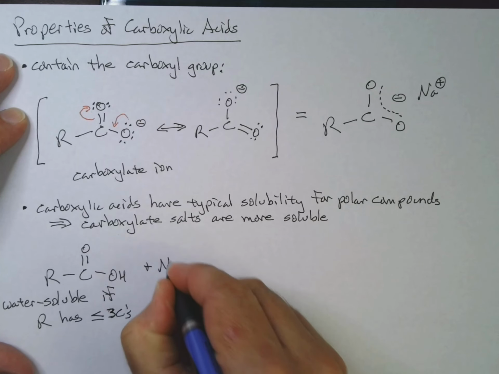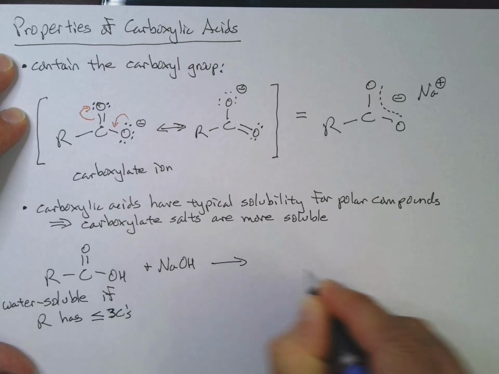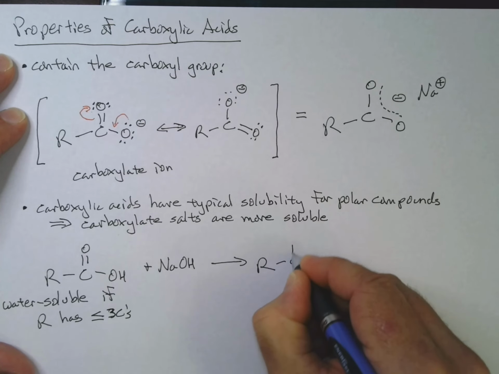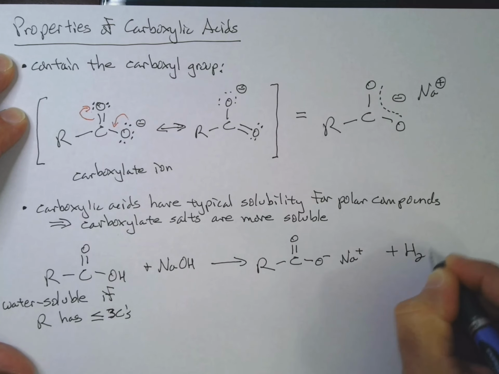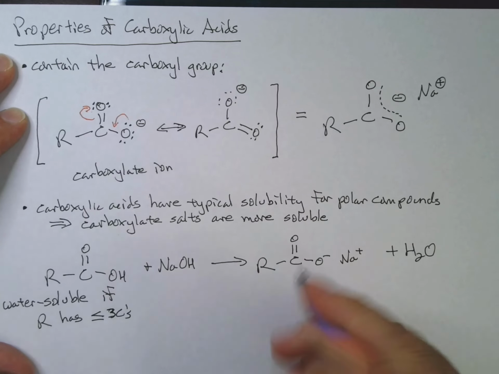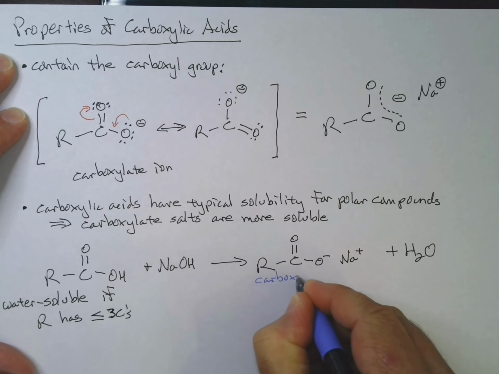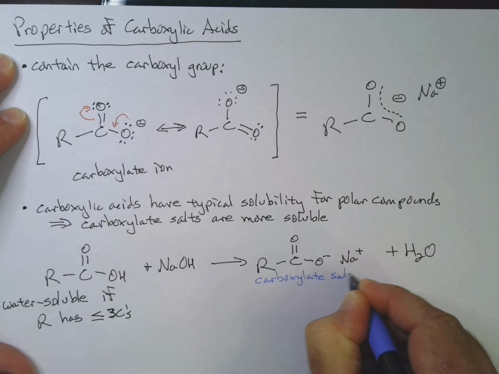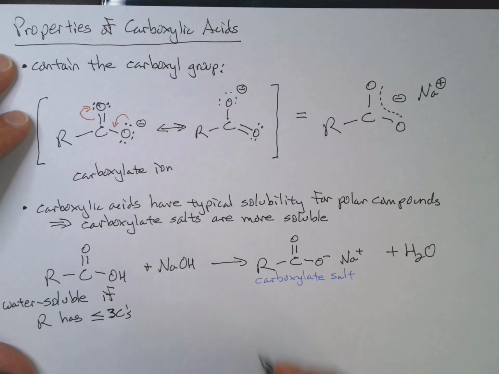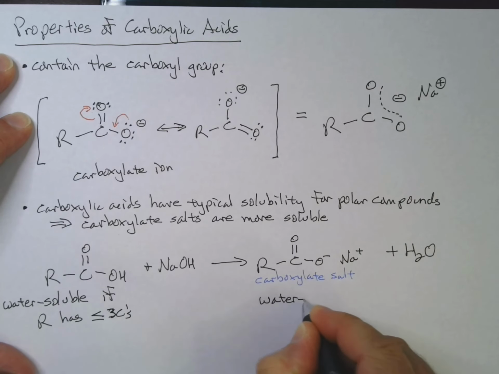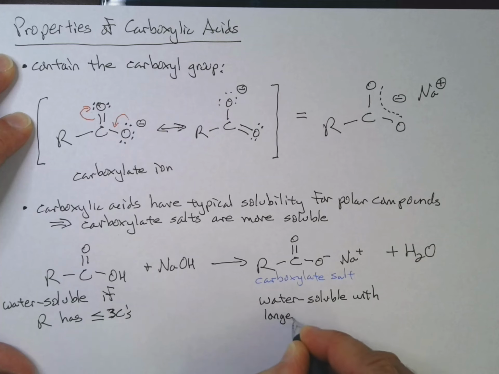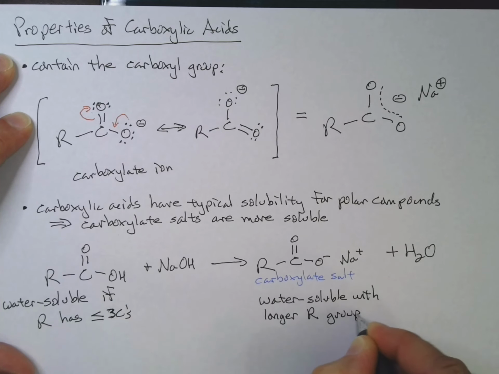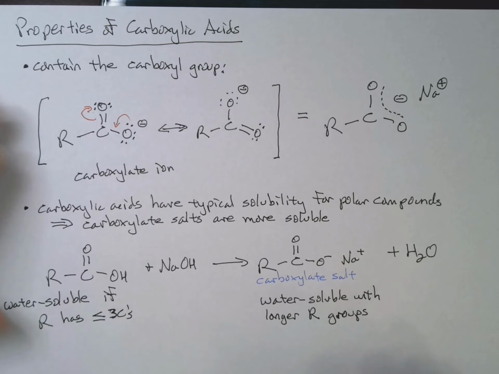Now I could react this with NaOH, do an acid-base reaction, and I will get R, C, double bond O, O minus, Na plus, plus H2O, and this is my carboxylate salt. And this will be water soluble with longer R groups.